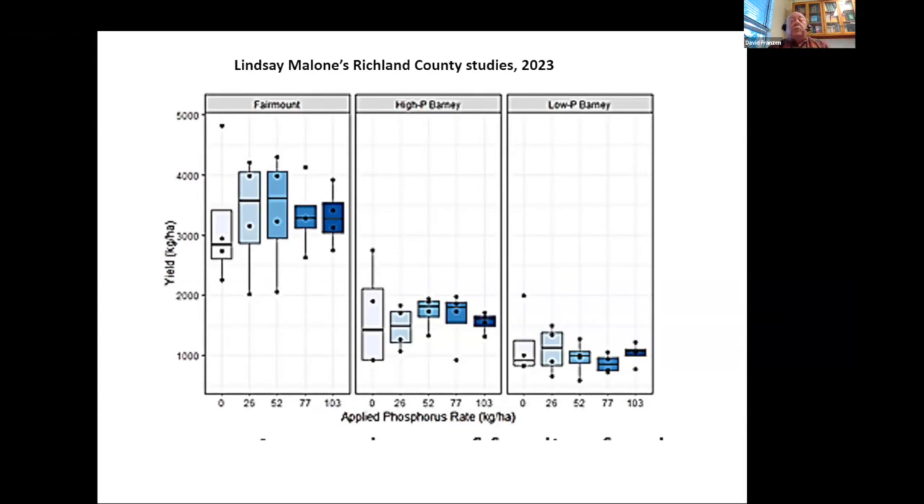These are her sites: one down in Fairmount, southeast part of the state, and then a high P, that means it has P greater than 7 ppm, and a low P, which is less than 7 ppm, in the Barney area, just west-southwest of Morton. She and her colleagues are trying to figure out if those rates are appropriate, that 100 pounds of MAP and 50 pounds of MAP, or do we need to go to something else?